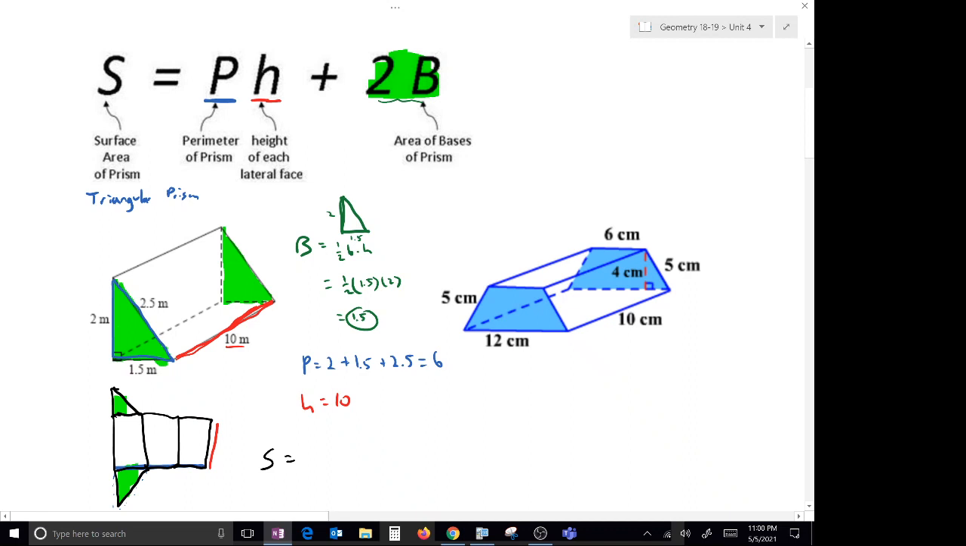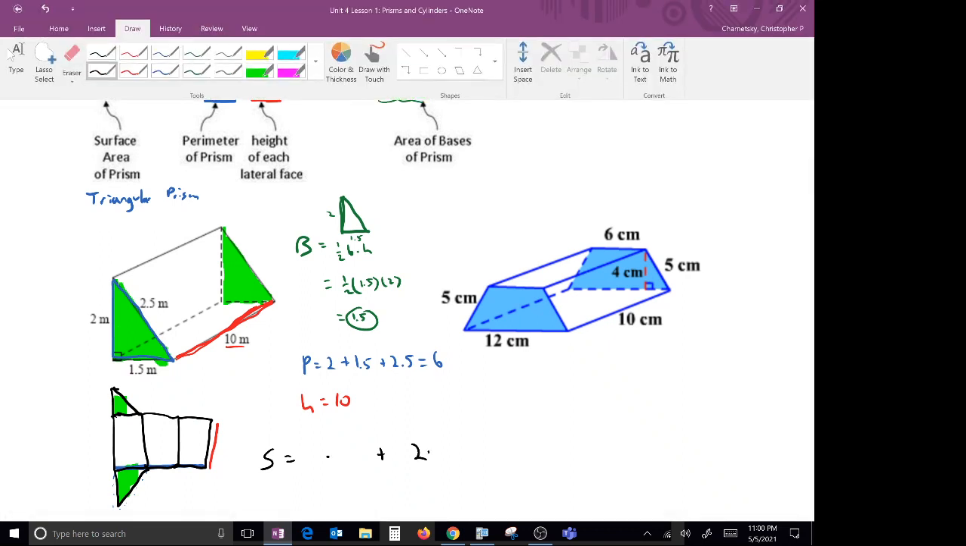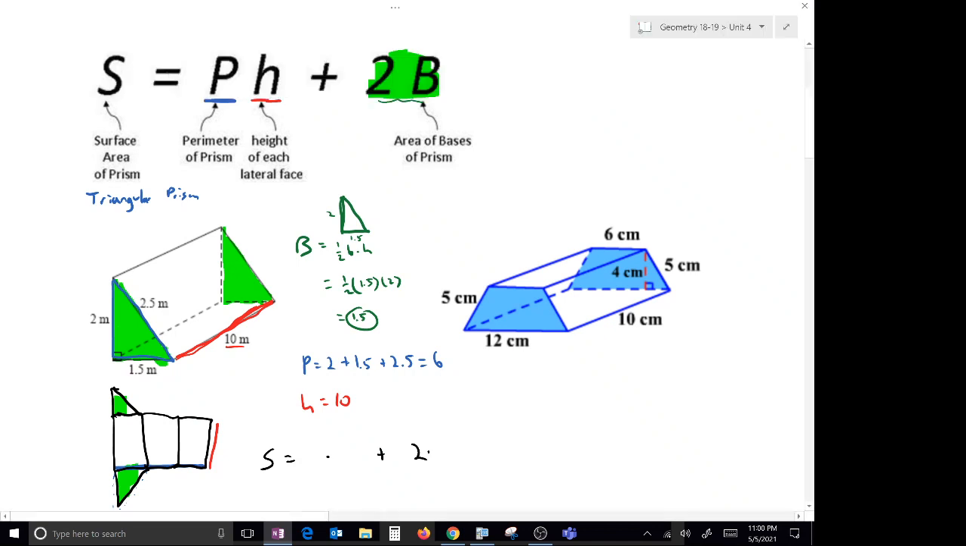So our surface area equals, I'm just going to keep it color coded, so we're going to do perimeter, which is 6, so we'll have 6 times our height, which is 10, plus 2 times the area of our base, which is 1.5. 6 times 10, 60, plus 2.15 times 1.5 is 3, so our answer is going to be 63 meters squared, or square meters.